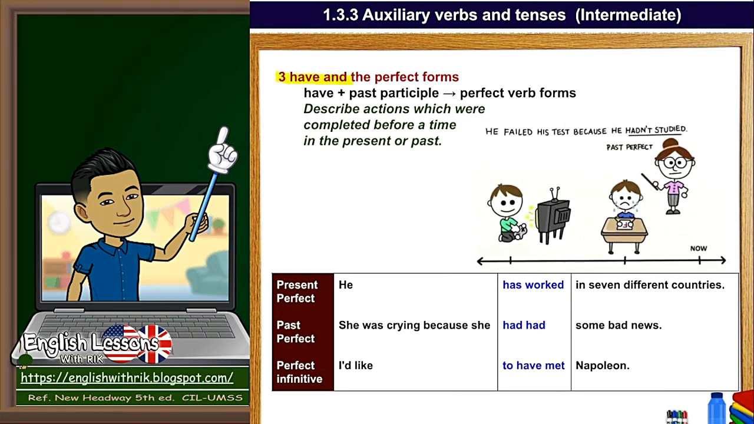Have and the perfect forms. We use have with a past participle to make perfect verb forms. These describe actions which were completed before a time in the present or past. Present perfect. He has worked in 7 different countries. Past perfect. She was crying because she had had some bad news. Perfect infinitive. I'd like to have met Napoleon.